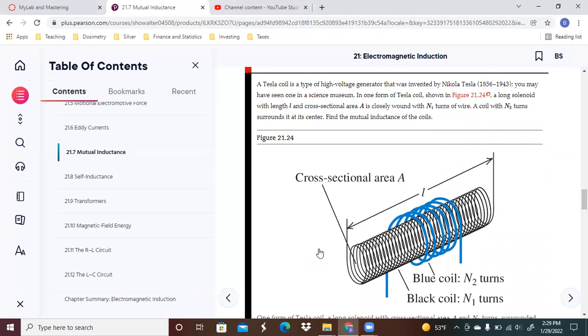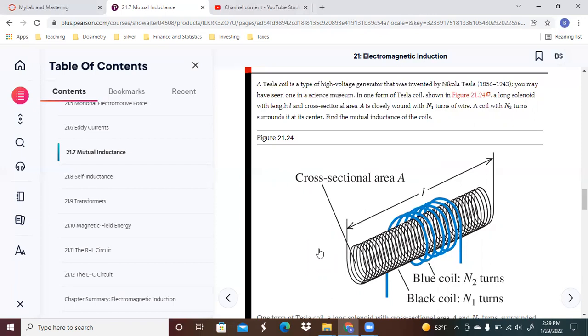So Tesla coils, which you may have seen up to this point, and there are some pretty good videos out there regarding what you can see with these Tesla coils. So this is a type of high voltage generator. It was invented by Nikola Tesla. You may have seen one in a science museum. And again, there are some videos out there.